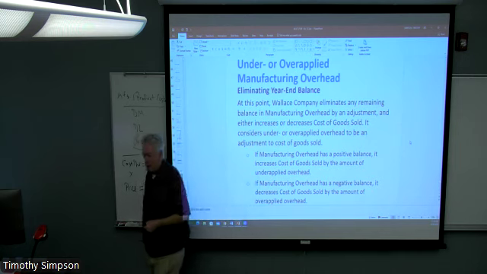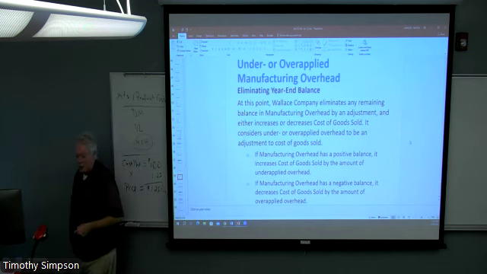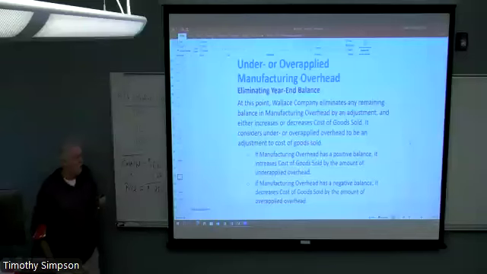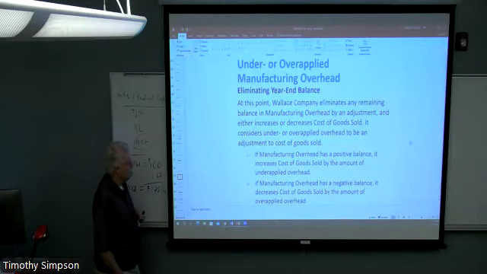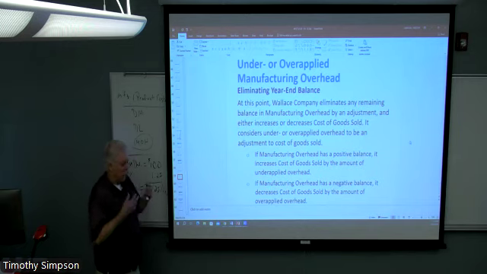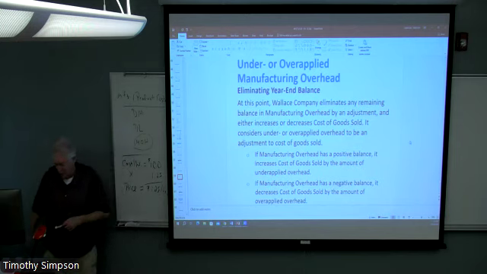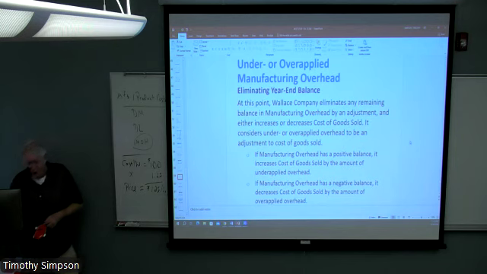You might recall that from Principles 1, where we talk about adjusting entries. These are the kinds of things that are done at the end of an accounting period, where we are doing maintenance. I mean, we're cleaning up accounts, we're bringing things current, and this is one of them: this idea of overhead that has been applied, whether it's over or under, okay?